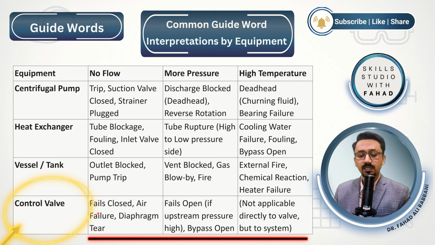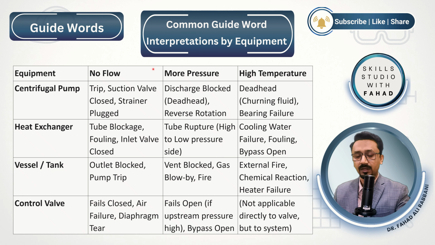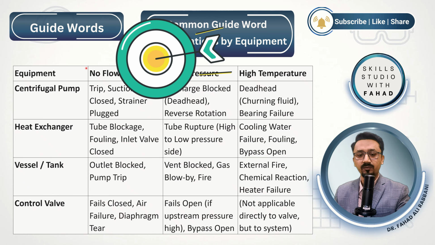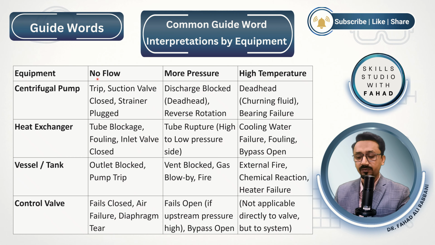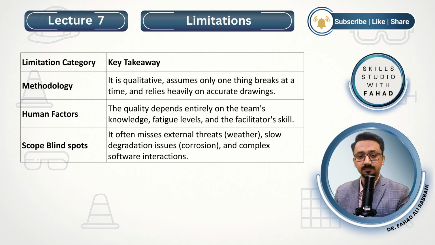For control valve, no flow means fails closed, air failure, diaphragm tear. More pressure means fails open, if upstream pressure is high, bypass open. High temperature means not applicable directly to valve but to a system. So here we see some equipment names and we applied some guide words and we have seen their consequences that can occur with the change in variation of the guide words.